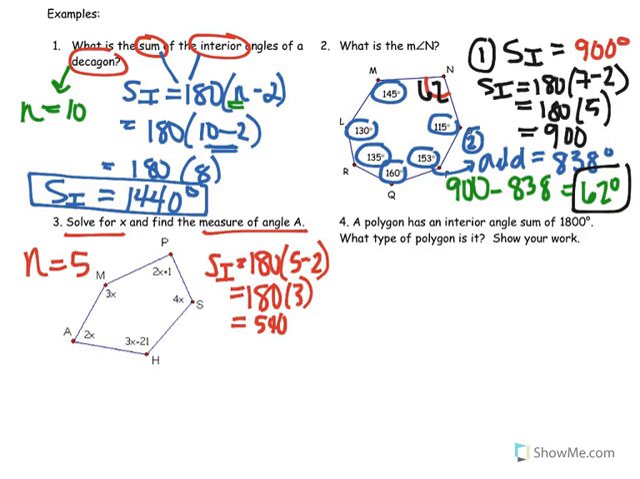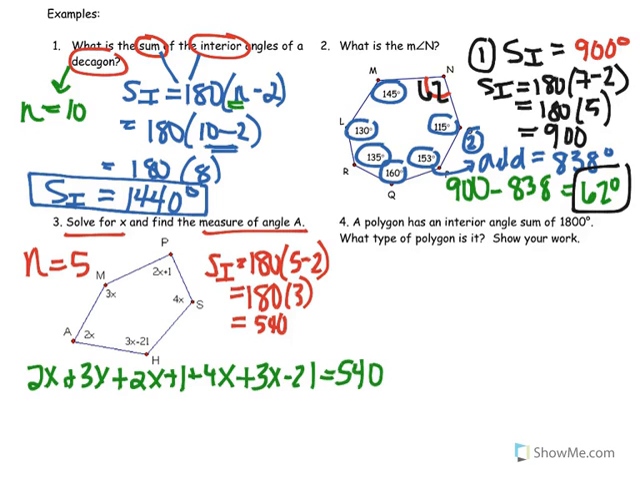So the equation that I can set up is I can add all of these angles together: 2x plus 3x plus 2x plus 1 plus 4x plus 3x minus 21. And when I add all the angles together, I know that that's going to have to equal 540 degrees. Now, how do I solve this equation? It's a little bit more complicated.